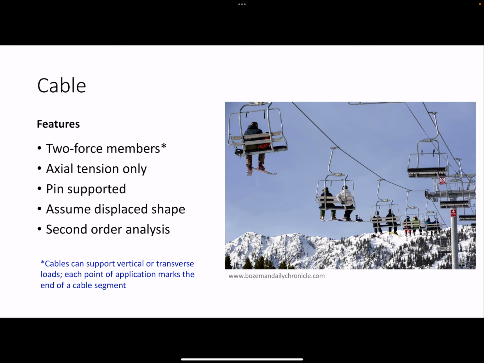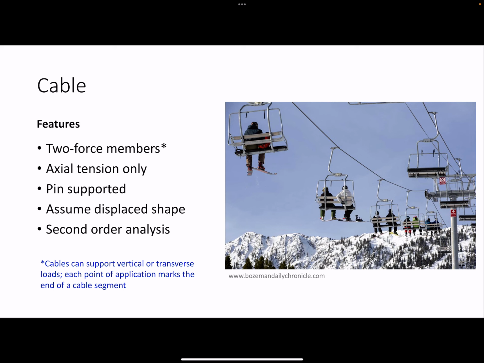And the thing that we have to do in order to be able to analyze cable forces is assume the displaced shape of the cable under the loads that are given. So this is different from our other structures. The reason for this is because the cables are flexible with regard to other directions, or other forces. The tension is maintained, but the geometry of the cable, as you'll see, will be proportional to the forces that are applied.